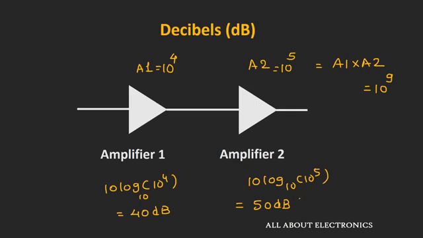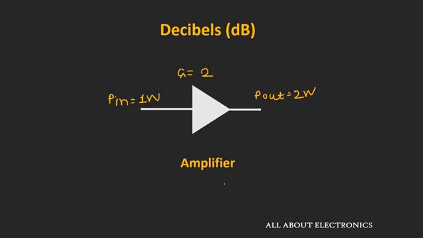And the overall gain will be the summation of these two gains, that is 40 plus 50, that is 90 dB. So whenever you have multiple amplifiers in your system, then if you represent them in decibels, it is easy to find the overall gain of that system. And the larger gain can be easily represented in this decibel form.